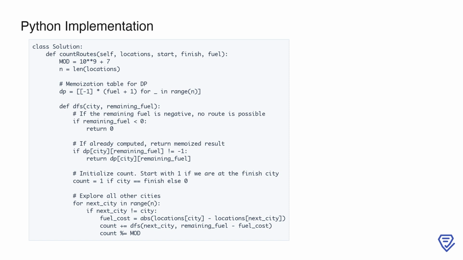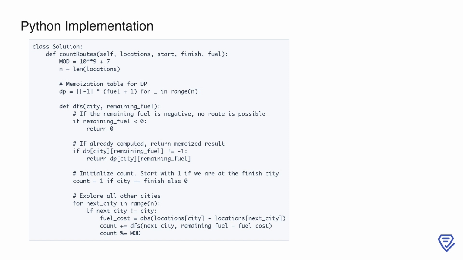Next, we look at the memoization table. If the result for the current city and remaining fuel has already been computed, we return the cached result. Otherwise, we initialize a variable count to store the number of valid routes. If the current city is the finished city, we start by counting this as one valid route. Finally, we iterate through all other cities to explore possible moves.